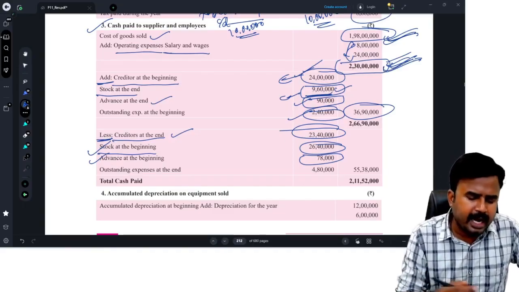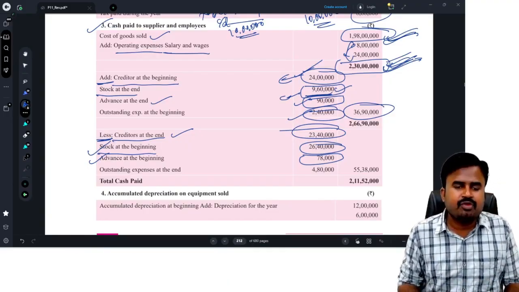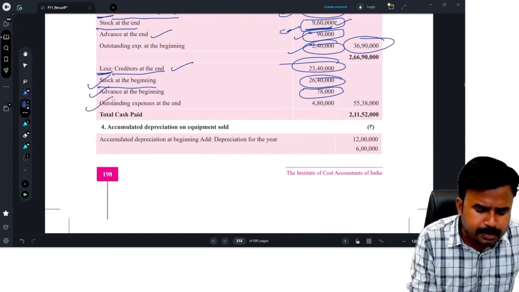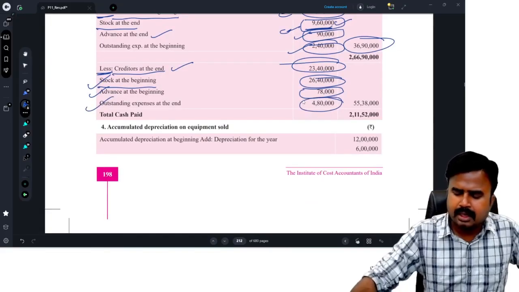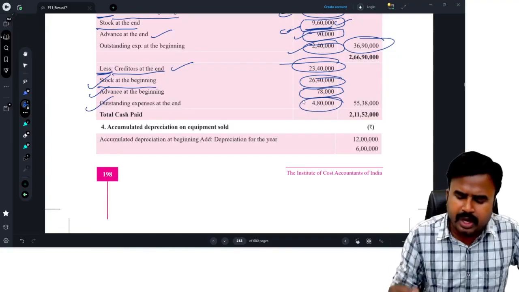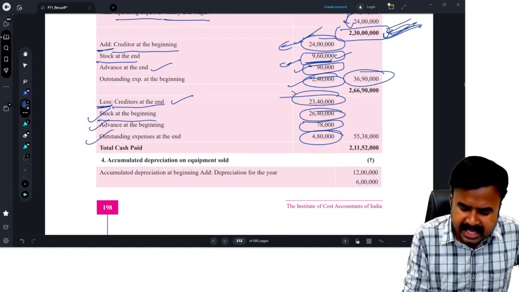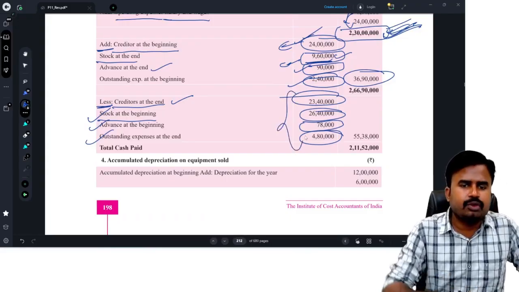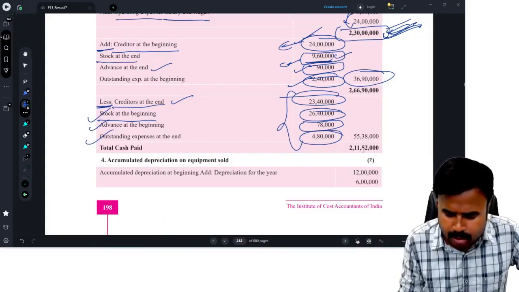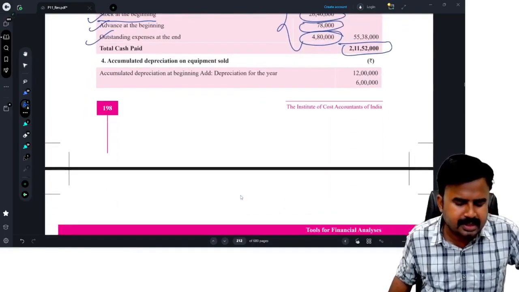Just as you added advance at the end earlier, in the similar way advance at the beginning should be deducted, because the payment was made in the last year. Outstanding expenses at the end of the year, 4,80,000, represents expenditure incurred but not yet paid. This is already included in 230 lakhs, so it should be excluded, because these transactions never involve any cash outlay in the current year. So you have to deduct those transactions. After adjusting this, I got total cash paid to suppliers and employees.